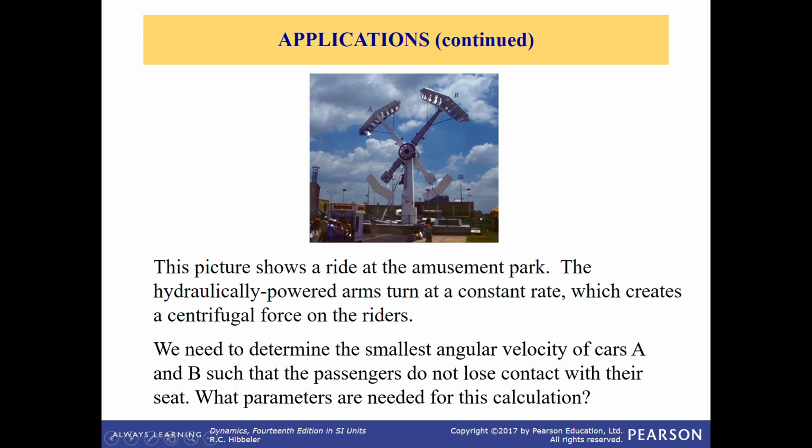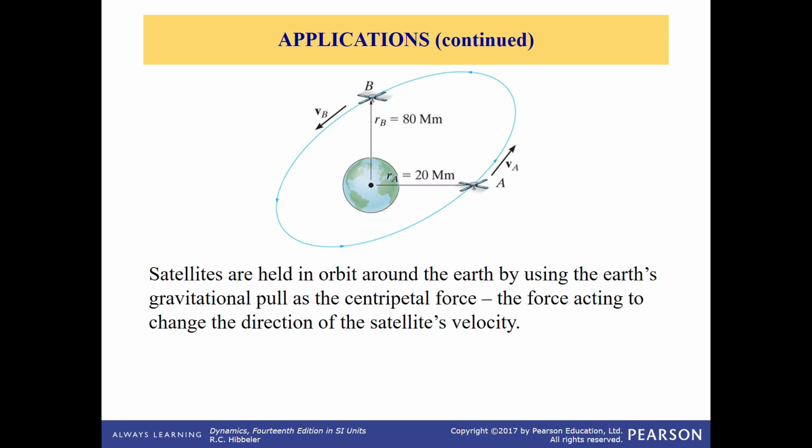Okay, once the rider is inside this car, either car A or B, they will fasten a seat belt, but to reduce the potential of them coming out from the seatbelt and causing injuries, there is some kind of smaller angular velocity that we need to achieve so that they are not coming out from that seat. So this is the other application.